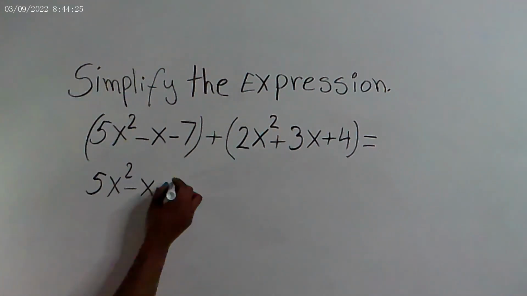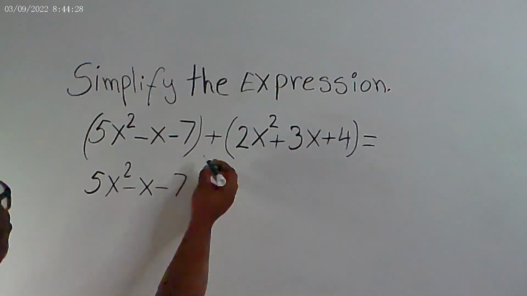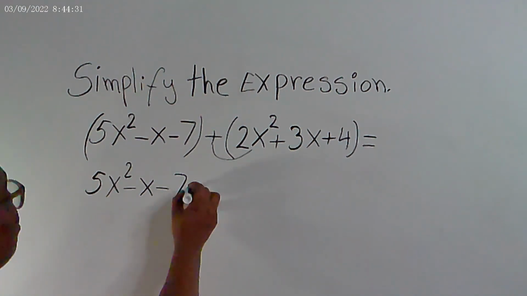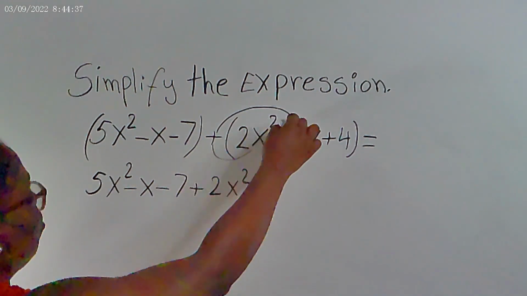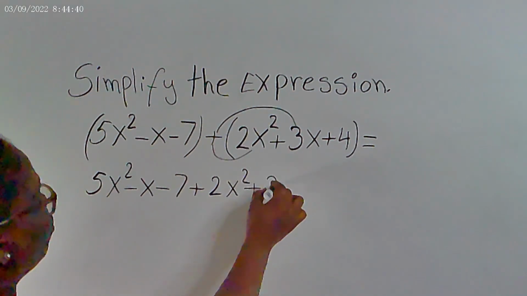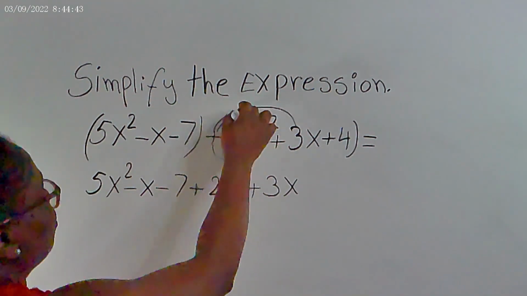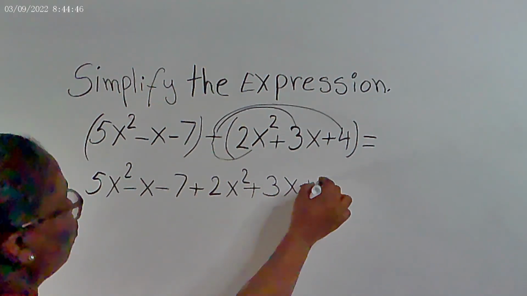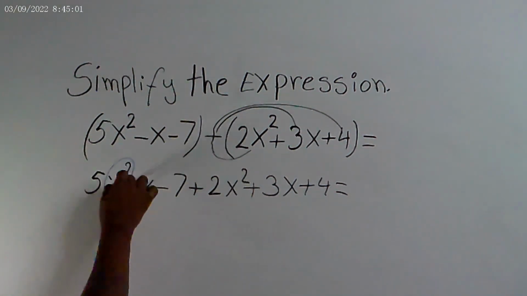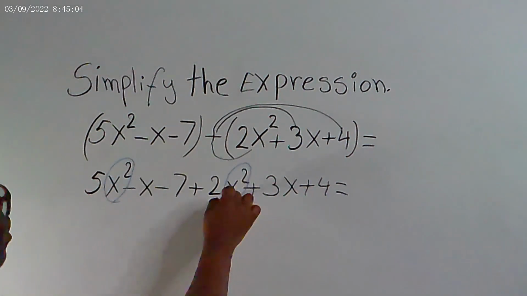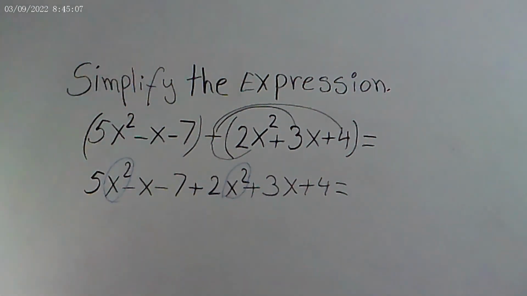minus x minus 7. So plus times 2x squared gives you plus 2x squared, plus times plus 3x gives you plus 3x, plus times plus 4 gives you plus 4. So now we are going to look which terms have the same exponent. So here you have the x squared and here you have the x squared. So those two match together.